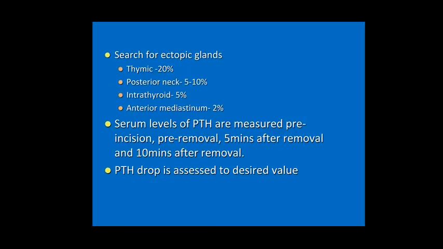Now, while doing surgery for hyperparathyroidism, it is important to look for ectopic glands. In 20% it can be seen in the thymus, in 5 to 10% the posterior neck, 5% intrathyroid, and 2% the anterior mediastinum. The serum levels of parathyroid hormone are measured pre-incision, then pre-removal just before removing the gland, and then 5 minutes after removal of the gland and 10 minutes after removal. On comparing these values, we can confirm that we have removed all the glands or there is still an ectopic gland at some other site.